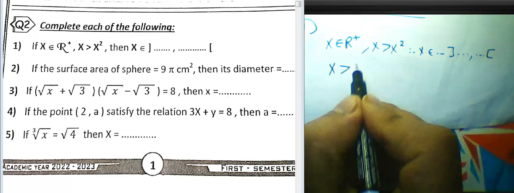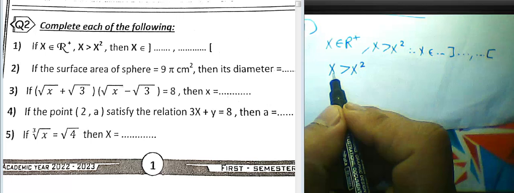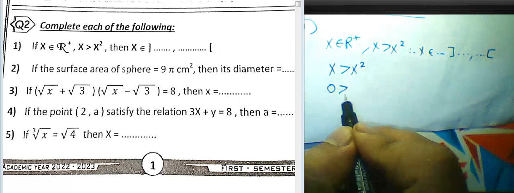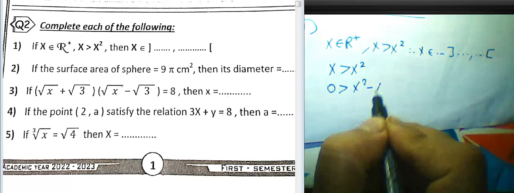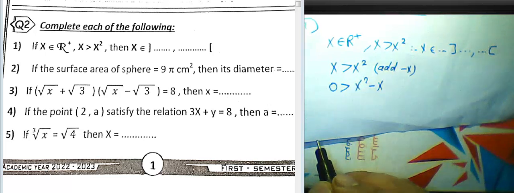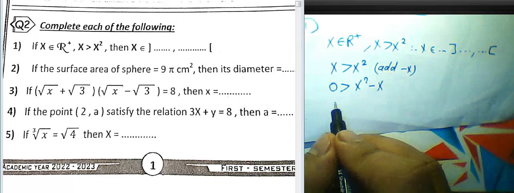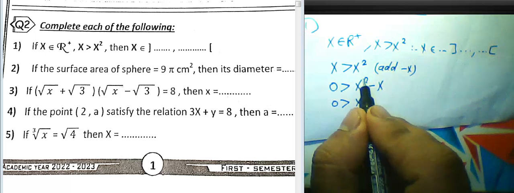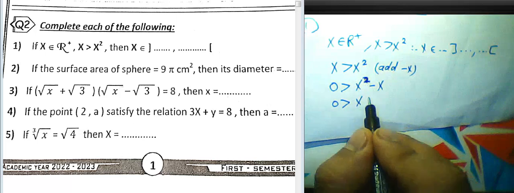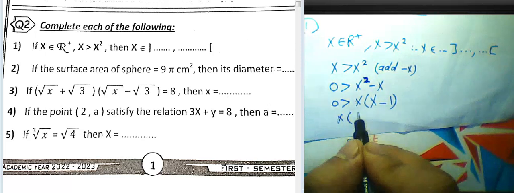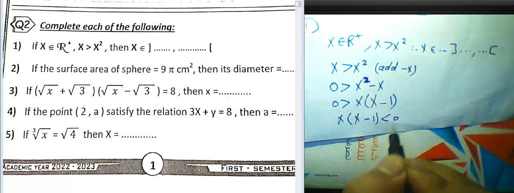X is more than x power 2. We can move x from the left-hand side to the right-hand side and subtract x from them. It will be 0 more than x power 2 minus x. Okay, we add negative x to the left-hand side and right-hand side of this inequality. Then 0 is more than x power 2 minus x. We can factorize this expression: write x outside, x power 2 divided by x equals x, and x divided by x equals 1. Then we can write here x multiplied by x minus 1 is less than 0.